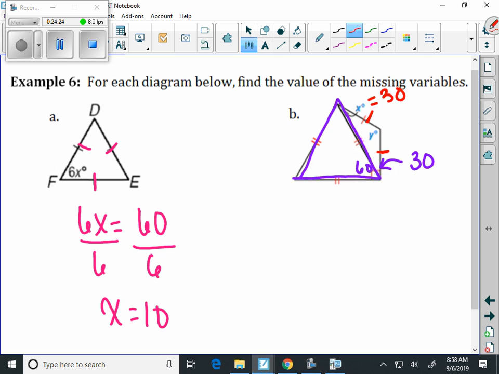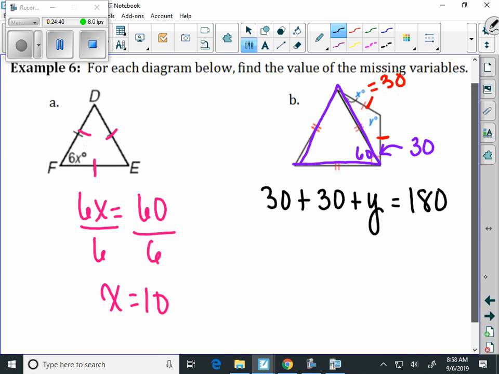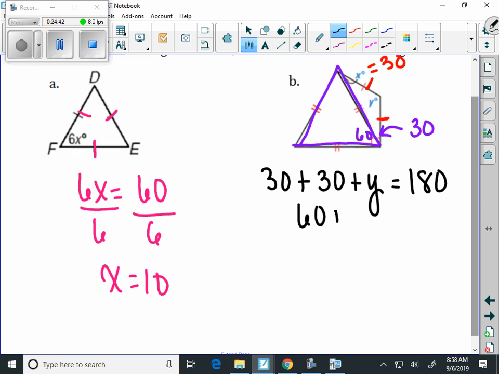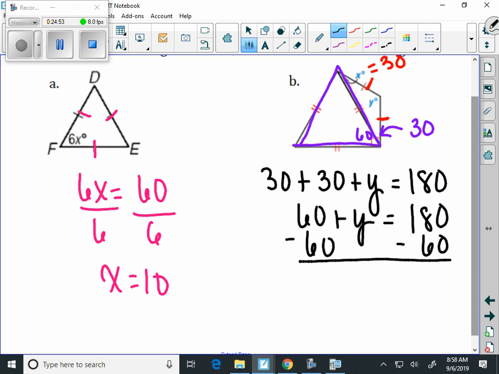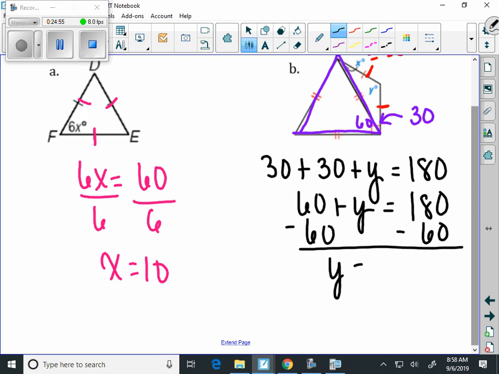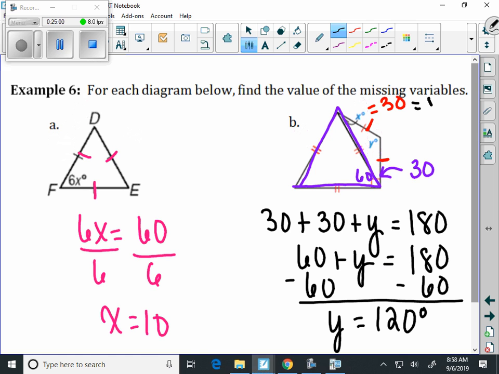So now all that we have left to do is to figure out how big is y. And what we do to figure out the y is we're going to take 30 plus 30 plus y equals 180. Well, 30 plus 30 is 60 when we combine like terms, plus y is 180. And subtract 60 from both sides. And we end up with y equals 120. This is x here, and then y.